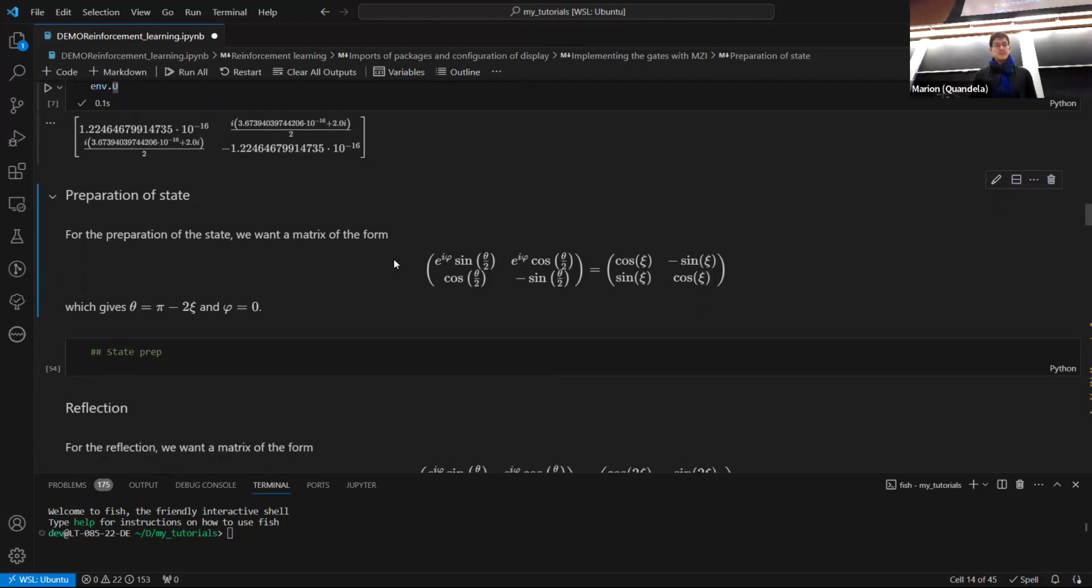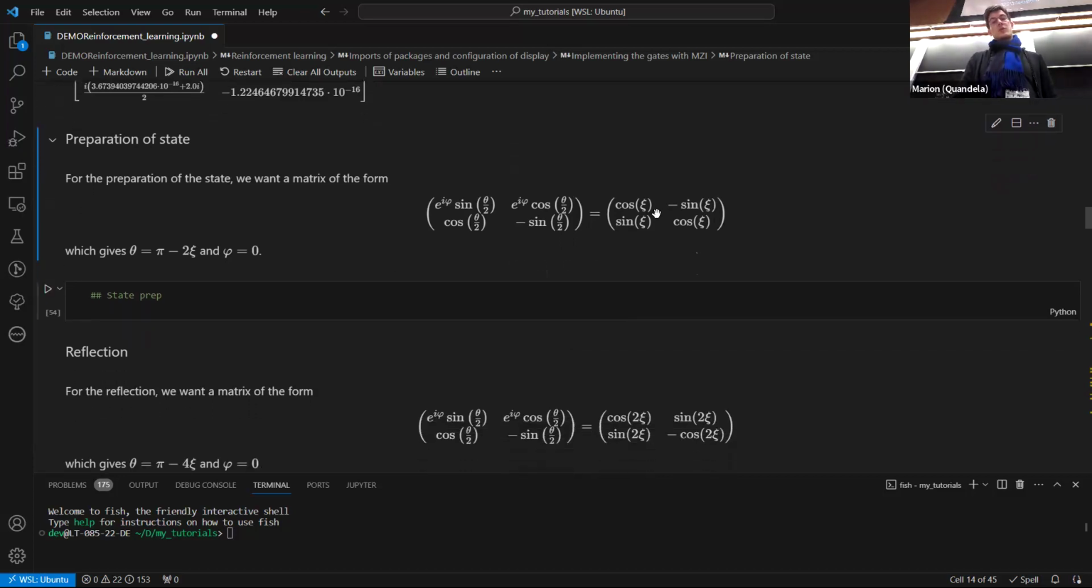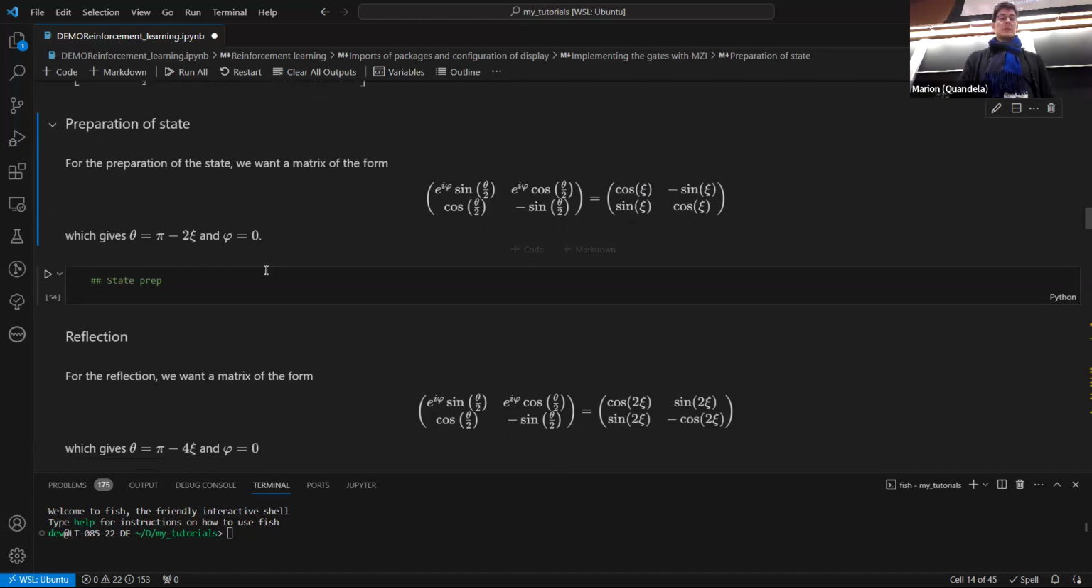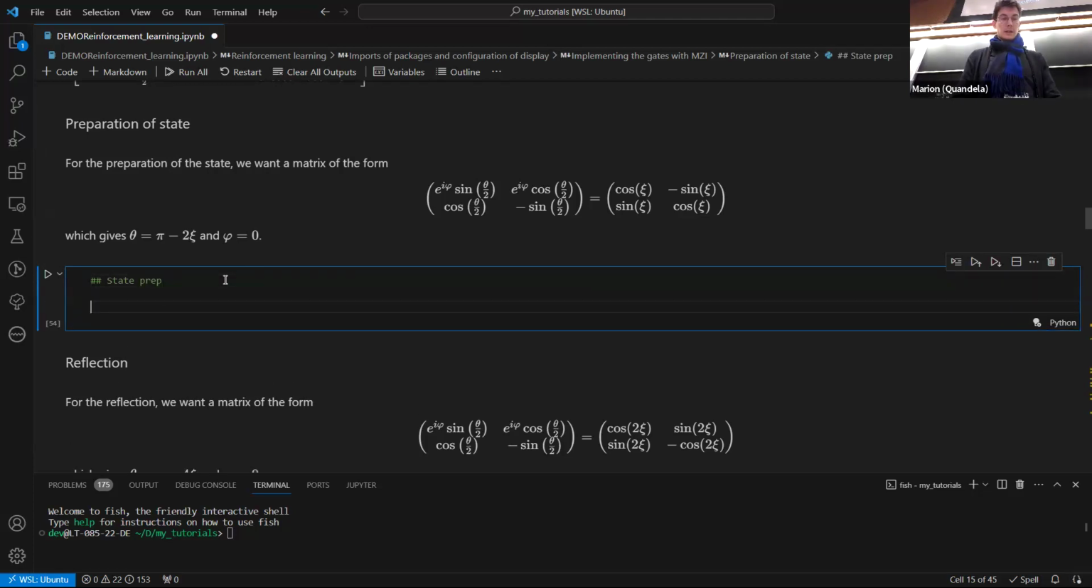Okay. Then the next step: we have the environment that does the reflection, then you have the UP that is used for the preparation of the state. For the preparation of the state, we want to implement this unitary, where you see that if you start from the 0 state, you will have a superposition of cosine on 0 and sine on the state 1. So if we want to do that, we have to set theta to pi minus 2 xi, and xi would be an external parameter that we'll use afterwards, and phi to 0.